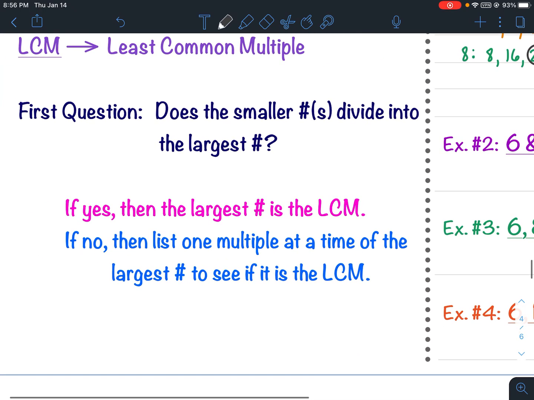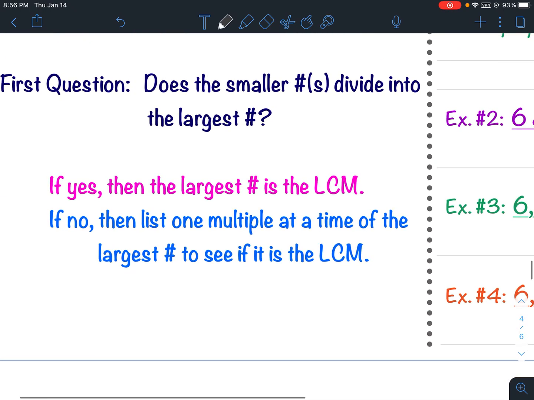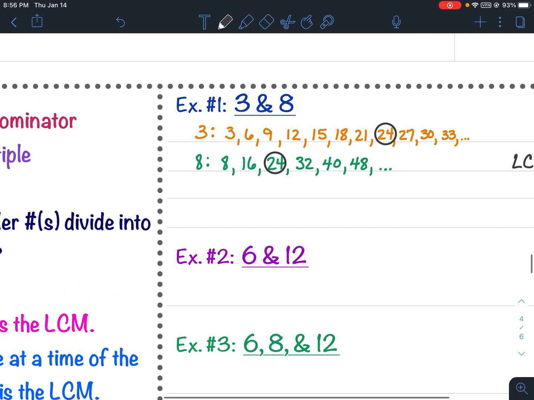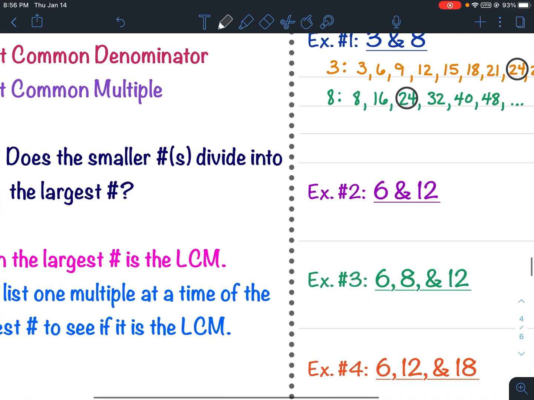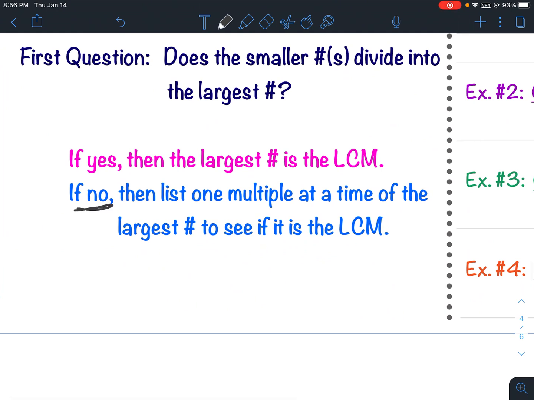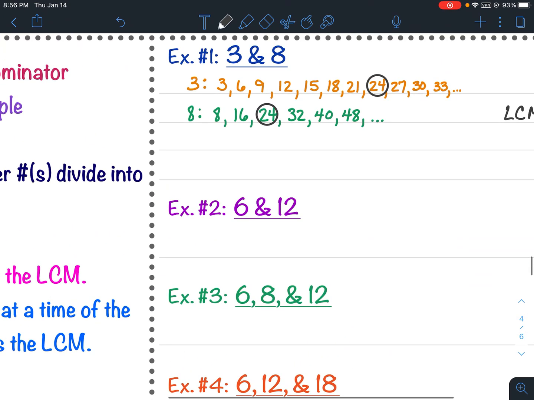Let's go back over to here. The first question you want to ask yourself is, does the smaller number divide into the larger number? So, does 3 divide into 8? No, it doesn't. All right? So, if it does not, then list one multiple at a time of the largest number. That's the key. Start listing one multiple at a time of the largest number.